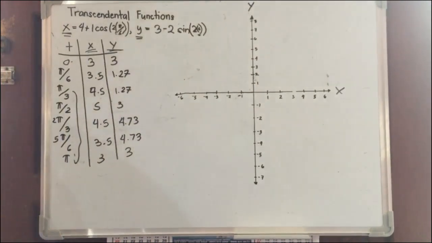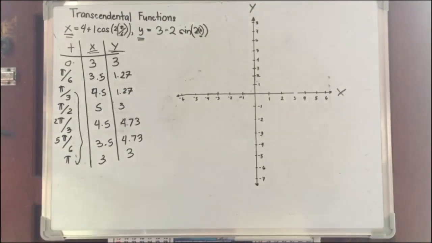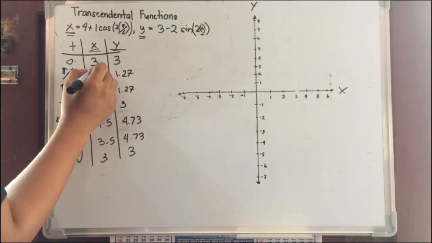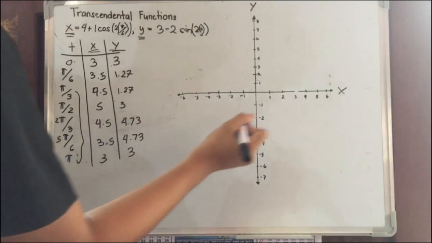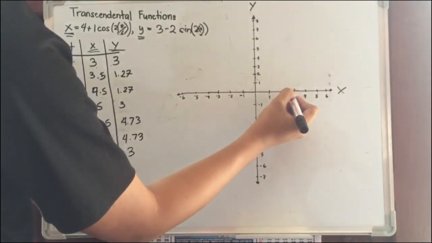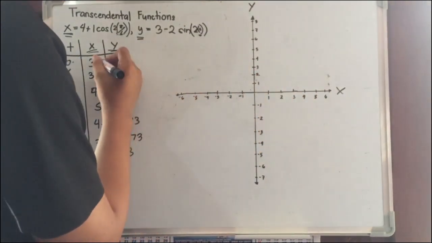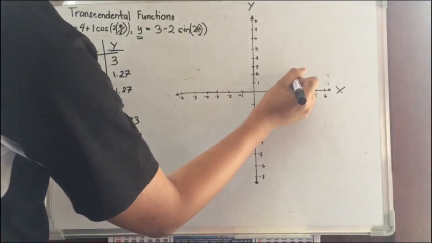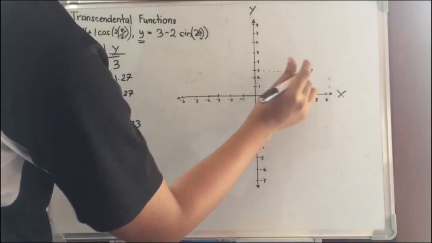So we can now plot the points on the graph. First is the first value, x equals 3 and y equals 3. Here, positive 3 and positive 3 for y. So the point will be located here.